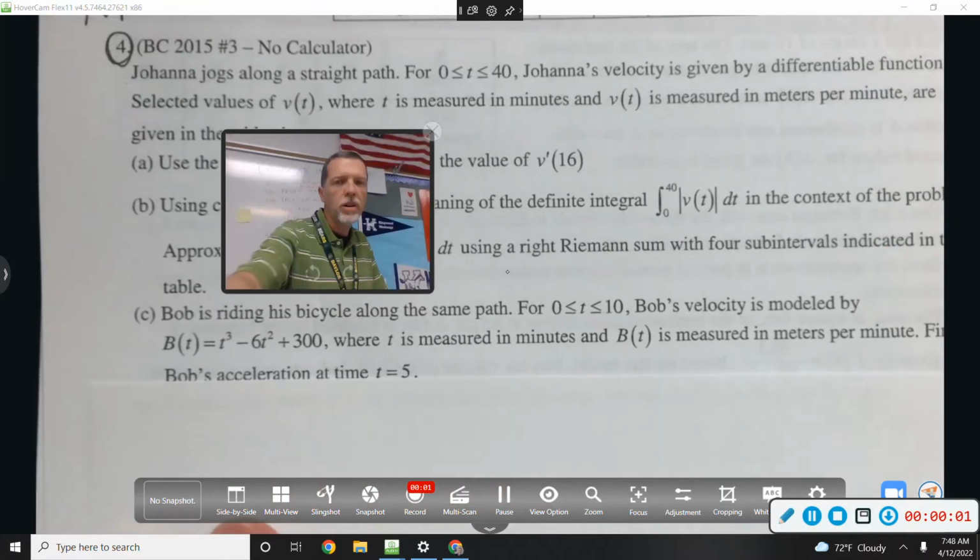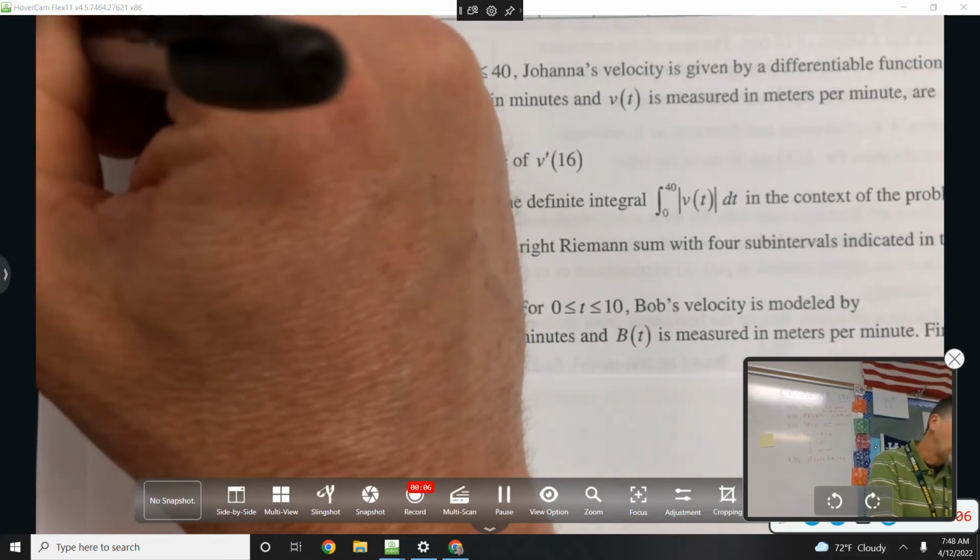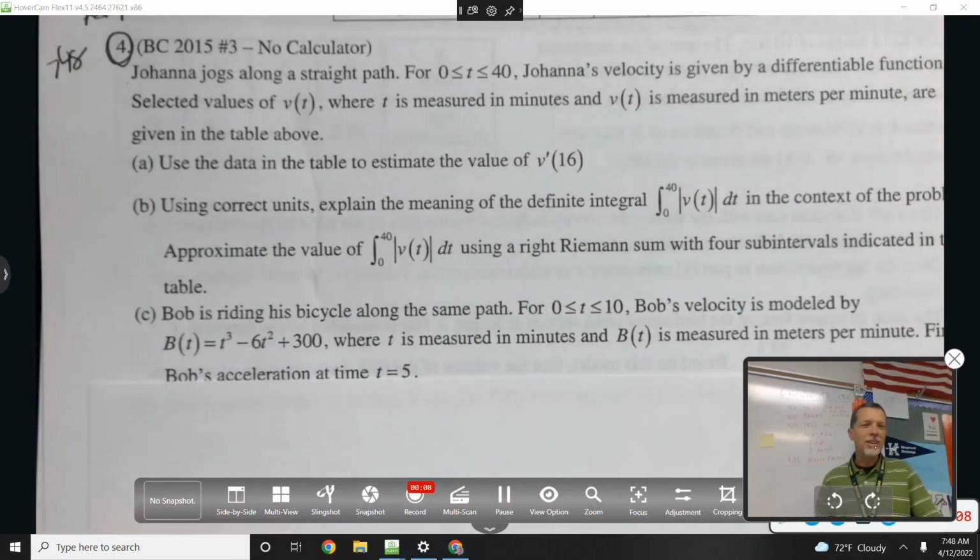So number 4, separate sheet of paper. I've talked a little bit, and it's now 7:48, just so we can give my extra minute there.